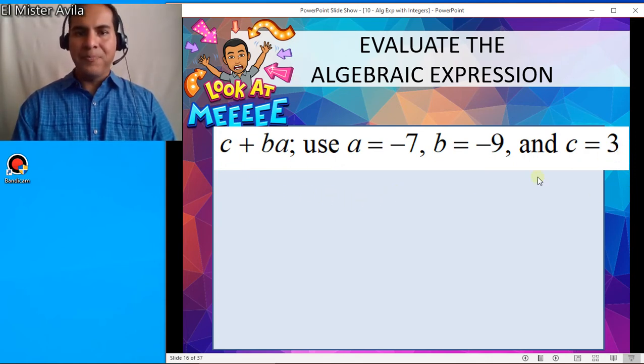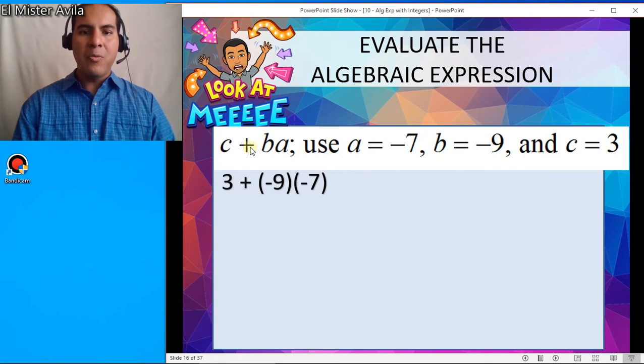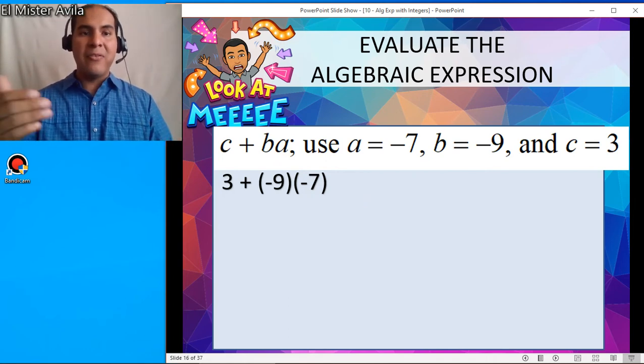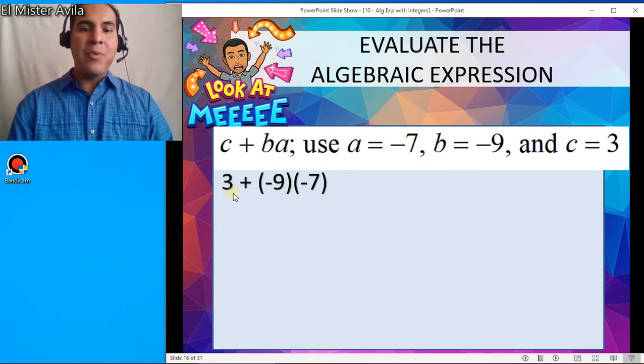C is 3. We bring down the plus. B is -9, and A is -7. We finished the step called the substitution step. We replace the value of the variables. Now here we have 3 plus -9 times -7.